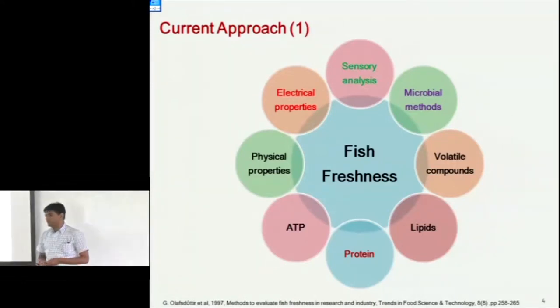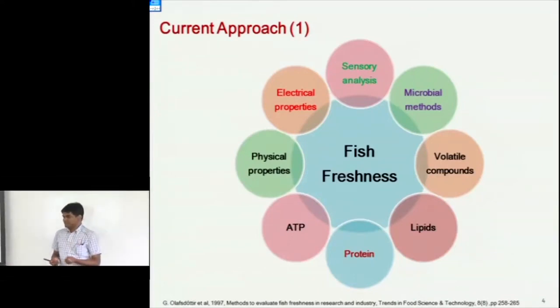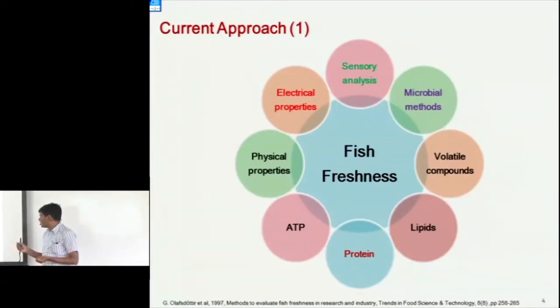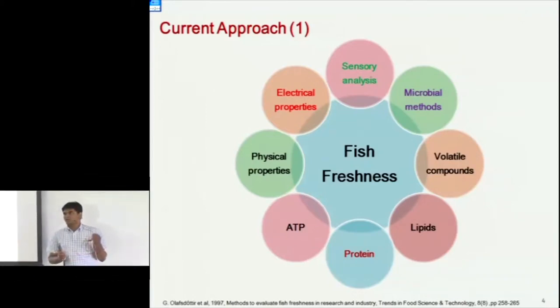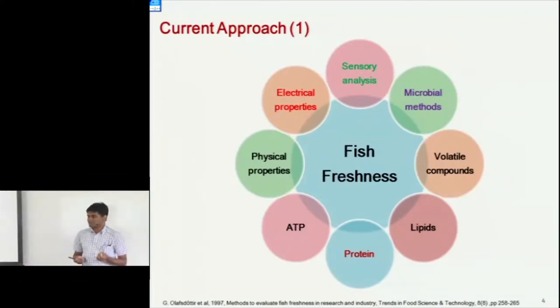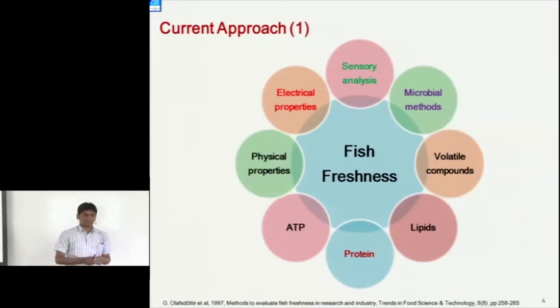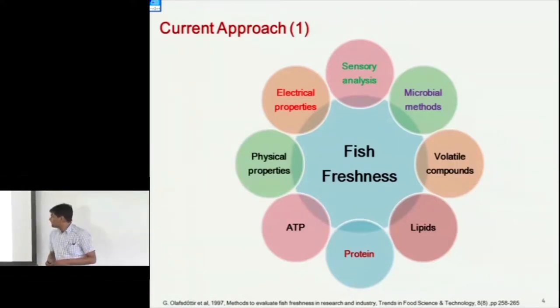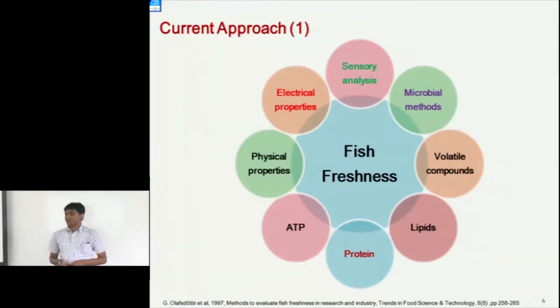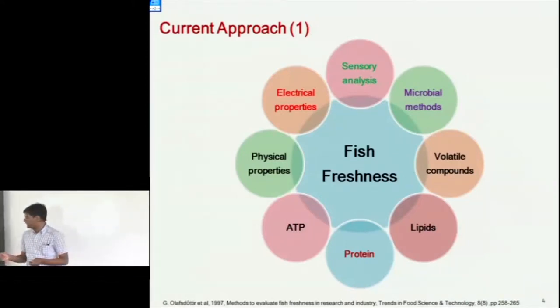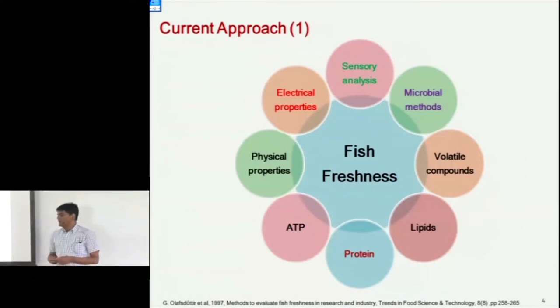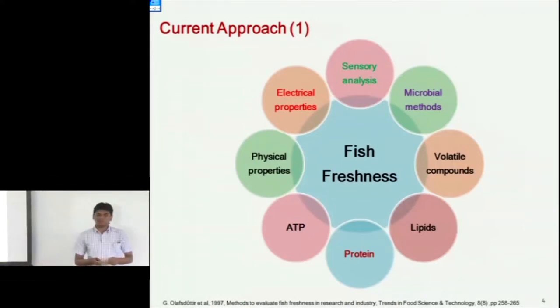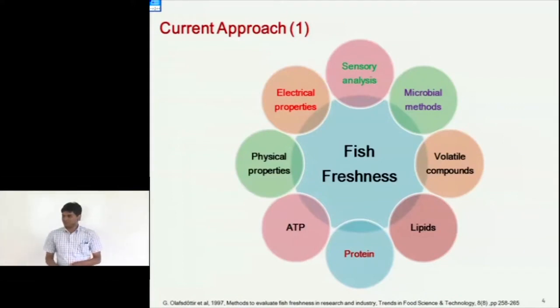Microbial methods use the growth of spoilage microorganisms on fish. Volatile compounds are based on the fish gases. They use a gas sensor to determine the freshness of the fish. Lipid, protein, and ATP use the K-value. Physical properties use the color and texture properties of fish. When it is long-term storage, the structure will be broken, and this uses the physical properties. Some electrical properties are also used for freshness measurement in the fisheries sector now.